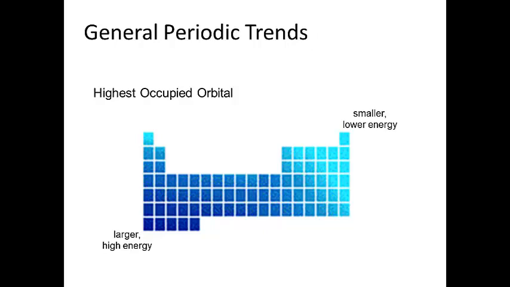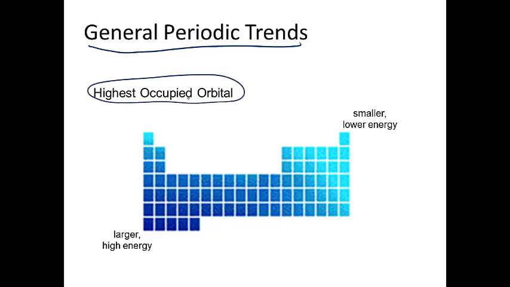And so the general periodic trends are about the highest occupied orbital for an atom. So if we had lithium, for example, what we mean by highest occupied orbital is you'd have a 1s orbital that's got 2 electrons in it. You have a 2s orbital that has 1 electron in it. We're talking about the highest orbital that's got electrons in it. Having electrons in it is what we mean by occupied.